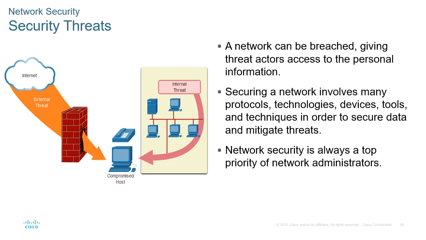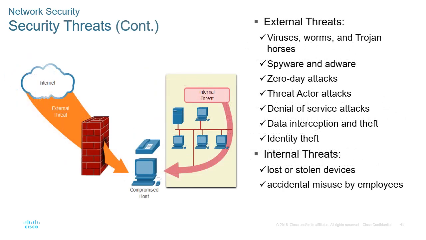So in this topic, we are going to discuss some of the threats that we have, which can be internal or external. With external threats, we have viruses, worms, and Trojan horses, which are malicious software that infects the computer or the networking device. They usually corrupt or delete files or even steal private information from the networking devices. We also have spyware and adware, which are types of software installed on a user's device and secretly collect information about the user.